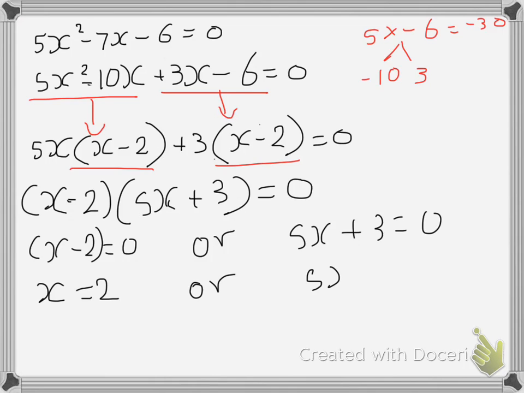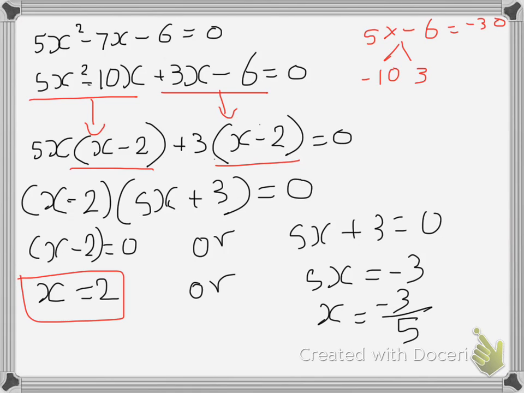From the second one, 5x plus 3 equals 0, I'll take the 3 to the other side, so it becomes minus 3. Then for 5x, instead of multiplication, I'll do the opposite, which is division, and that's why x equals negative 3 over 5. So those are my two solutions. As I discussed before, when we have a quadratic equation, we expect to have two different solutions or one repeated solution. Okay, thank you.